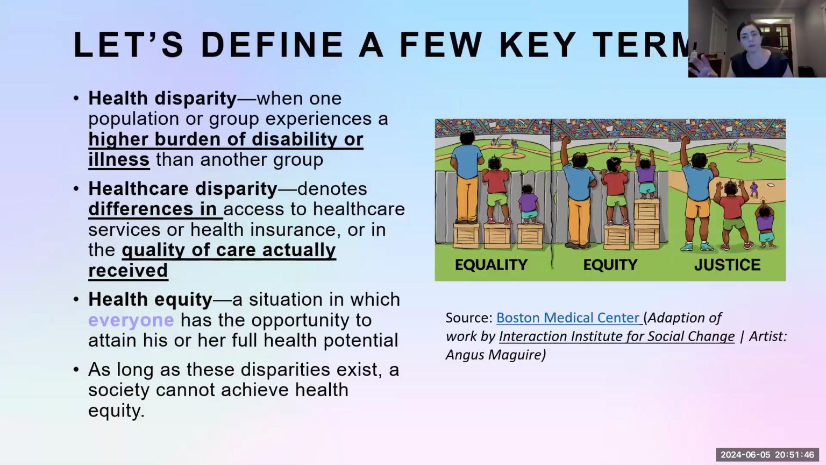I also want to define a few key terms before we start our course. There's a difference between health disparity and health care disparity. So a health disparity is when one population or group experiences a higher burden of disability or illness. So there's a higher diabetes rate amongst African American or Black populations compared with traditionally, a homogeneous Caucasian population. So different disease outcomes, different disease incidence, prevalence, a little bit different from healthcare disparity.